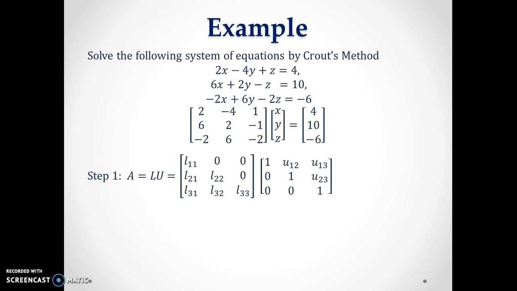Okay, so what do we do now is, once we have this equation, now we are going to write A as a product of LU. So if you have seen the earlier video, you know what is L and what is U.